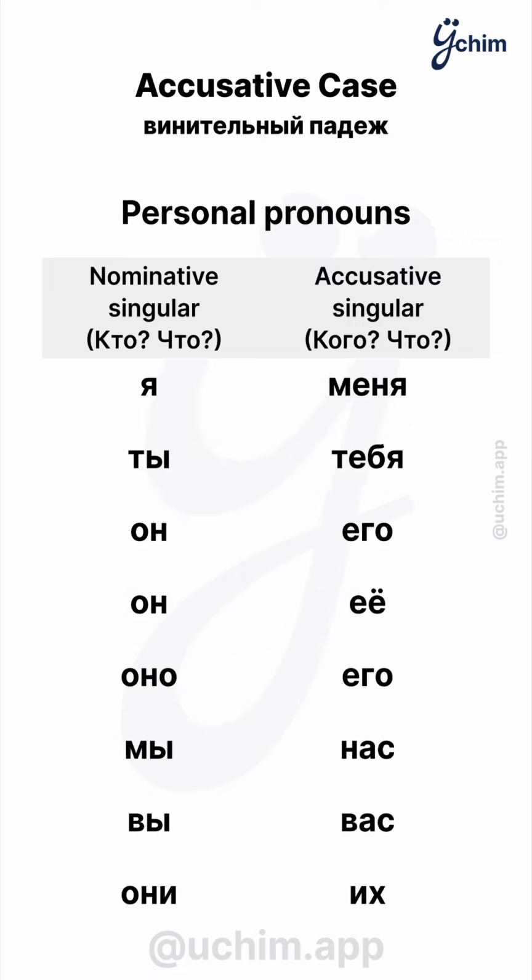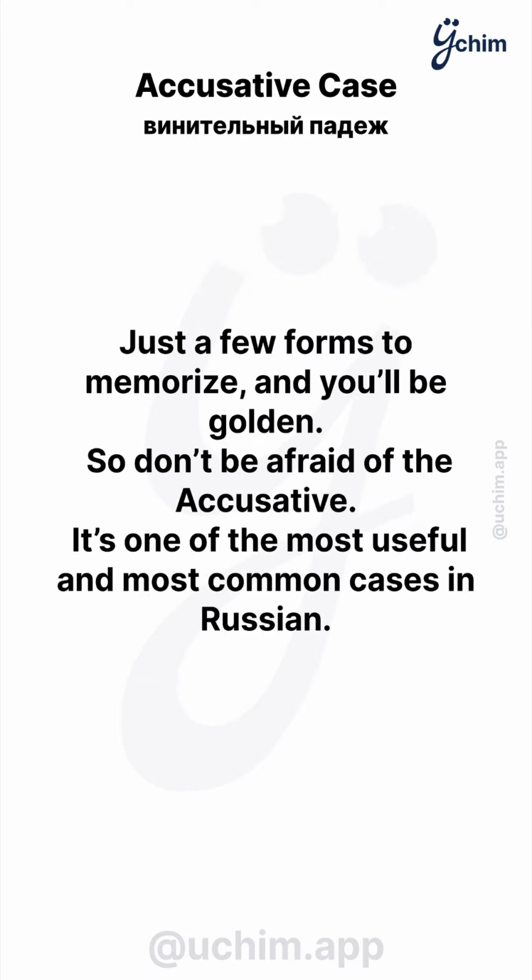And of course, there are personal pronouns, which also have their own accusative forms. Here's a quick overview. Я, меня, ты, тебя, он, его, она, ее, мы, нас, вы, вас, они, их. Just a few forms to memorize and you'll be golden. So don't be afraid of the accusative.